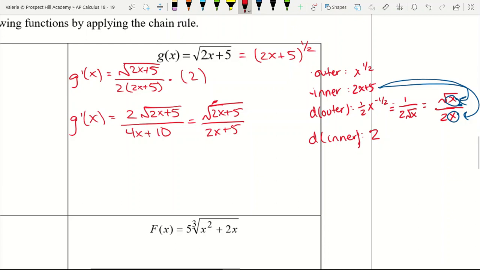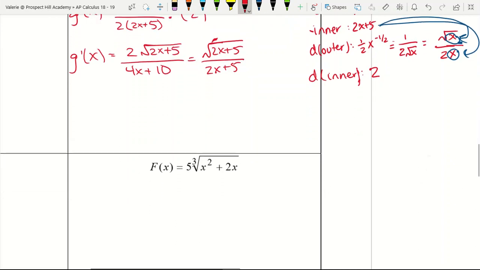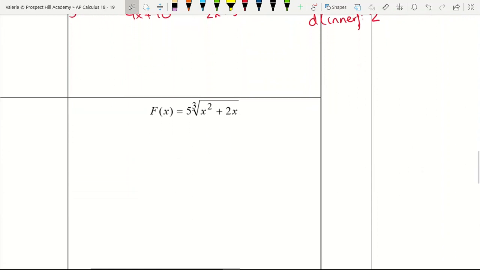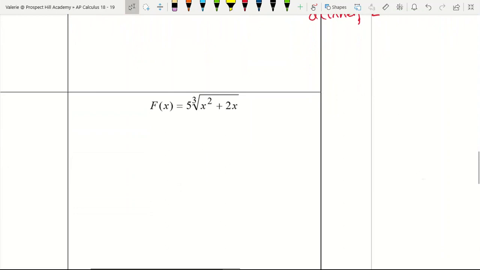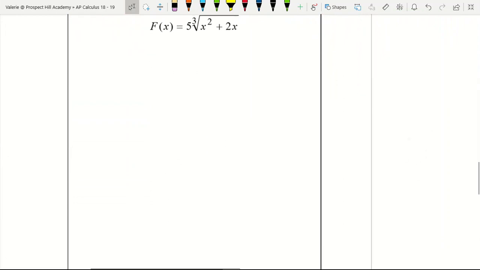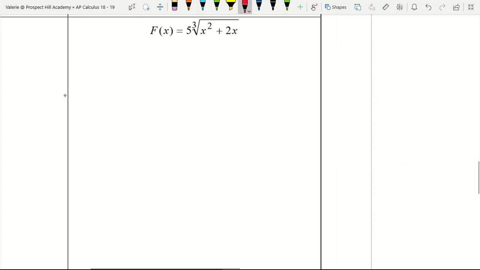The next problem that we're going to do is problem number 4, I guess you would call it, which is the capital F of x. So capital F of x, I'm going to rewrite it as 5x squared plus 2x to the 1/3.